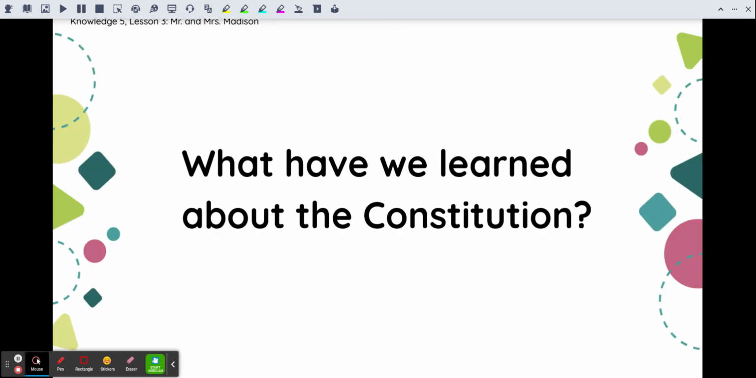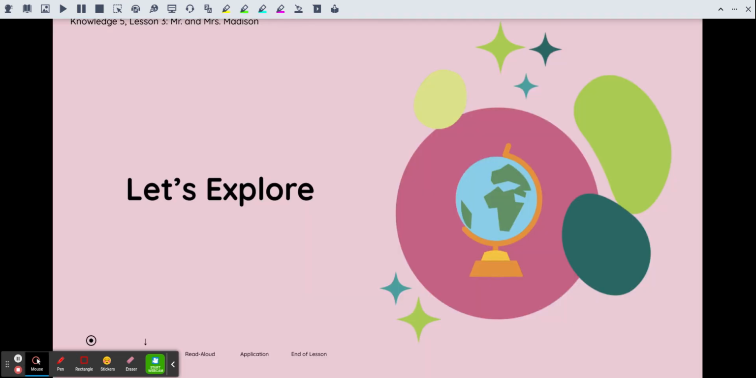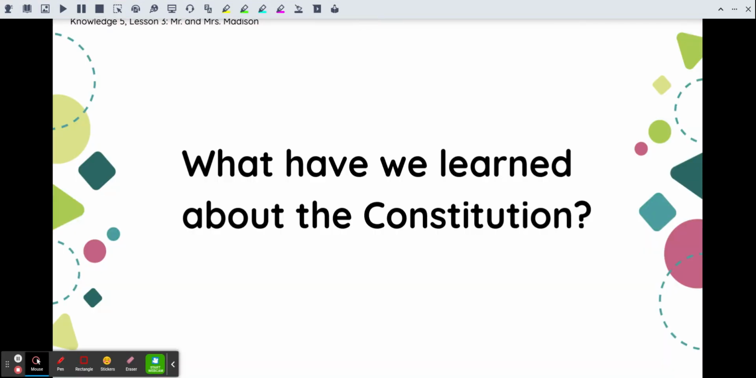Let's explore. What have we learned about the Constitution? Remember, the War of 1812 was the second war between the United States and Great Britain. What was the first war between these two countries? Right, the Revolutionary War. What official document was written to explain how the United States should be governed? That would be the Constitution.